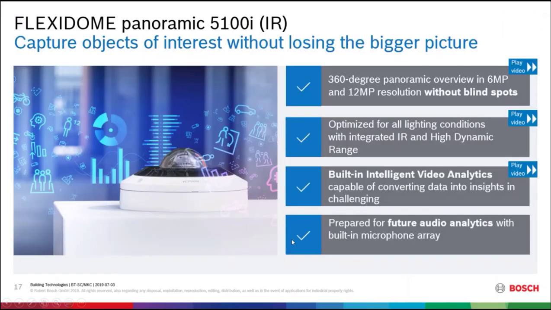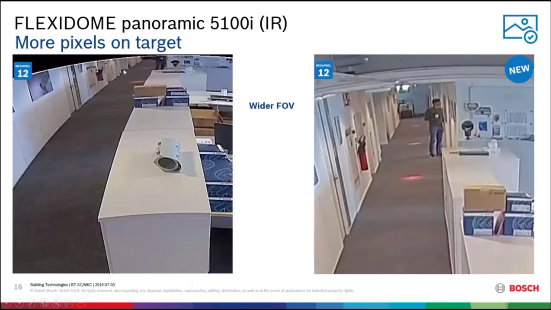And so what that means is, if we zoom in on the same area, obviously I've got a much wider field of view with the 5100i, and that's what that 182 degrees gives us. With one camera, I can see the entire room. With the 7000, I may want to have another camera somewhere in there to catch the end of that hallway. That's no longer necessary.